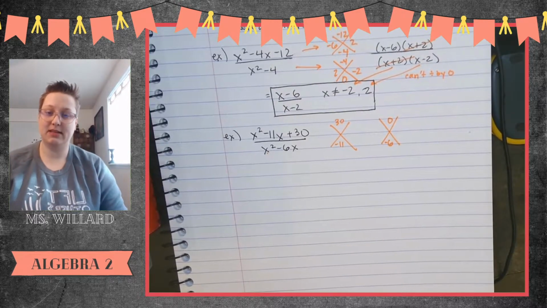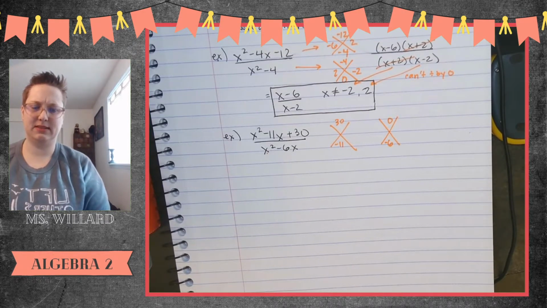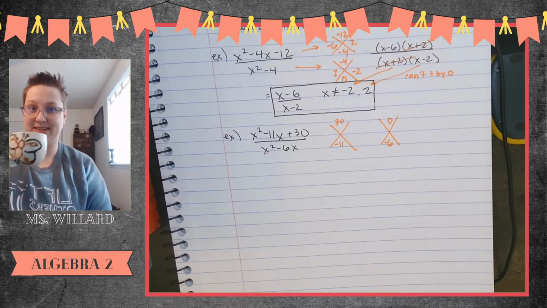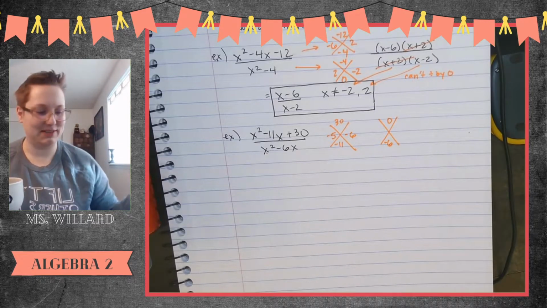2 times 15. 10 times 3. 5 times 6. So negative 5 and negative 6. I have the answer over here, but I'm not looking.